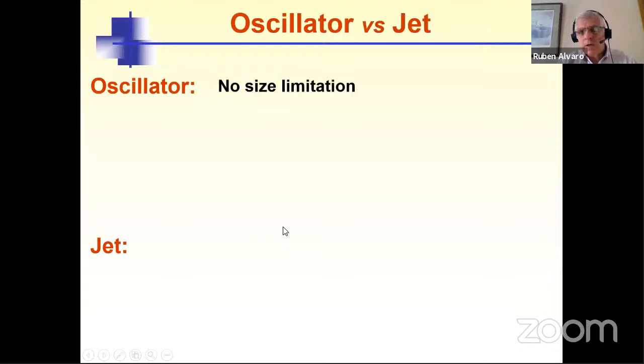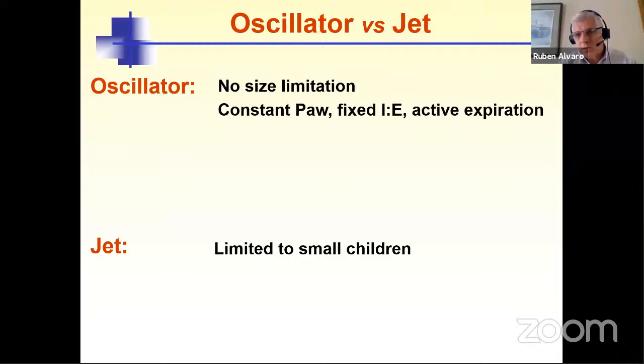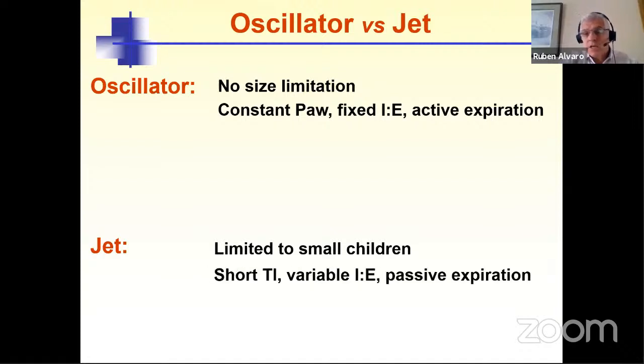In the oscillator, again, there is no size limitation. The jet is limited to small children. The oscillator has a constant mean airway pressure, a fixed inspiratory-expiratory ratio, and an active expiration. The jet has a short inspiratory time, a variable inspiratory-expiratory ratio, and a passive expiration. So it has a significantly less risk for air trapping compared to the oscillator, okay?